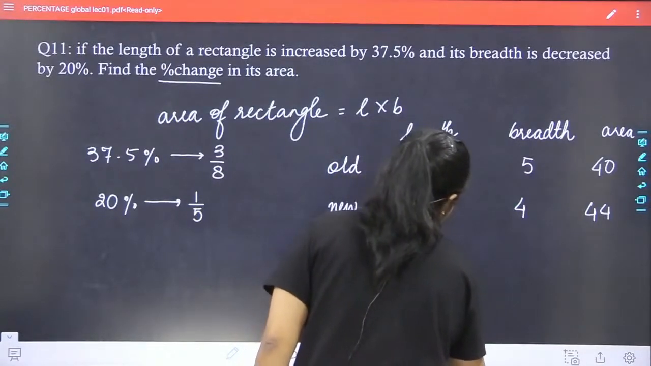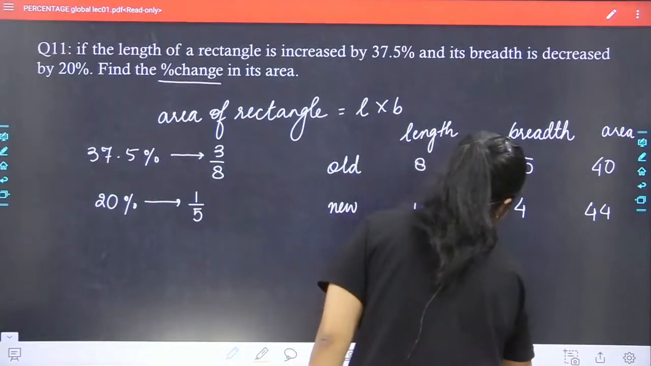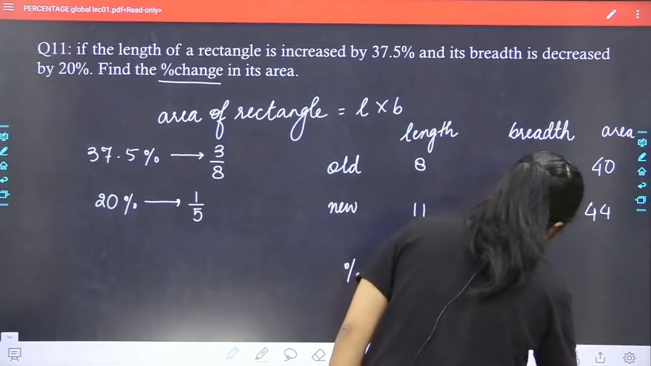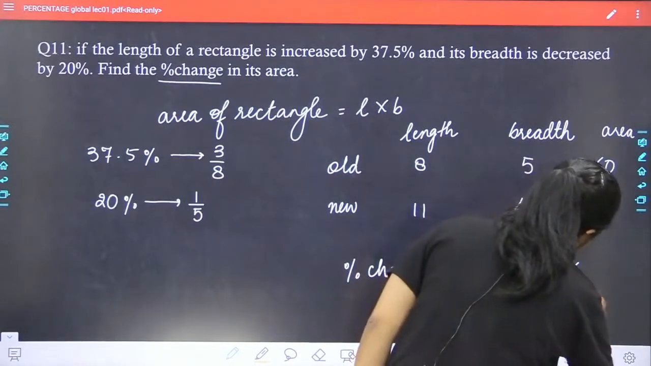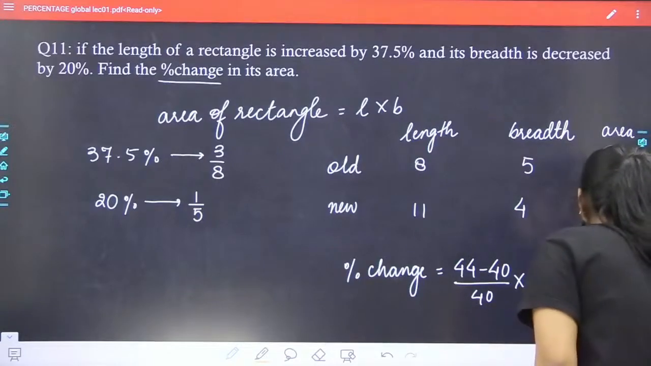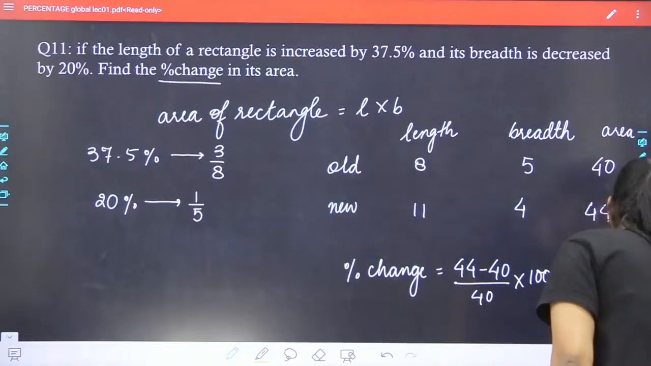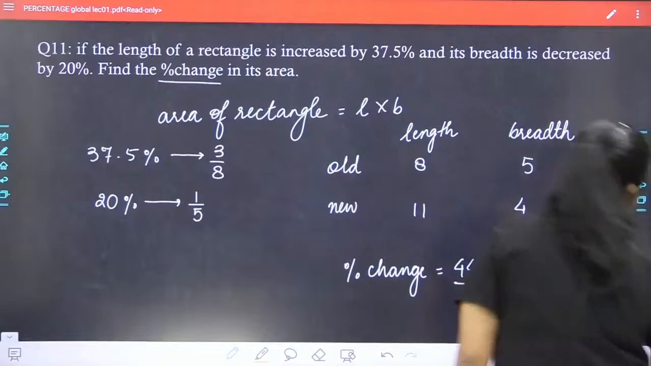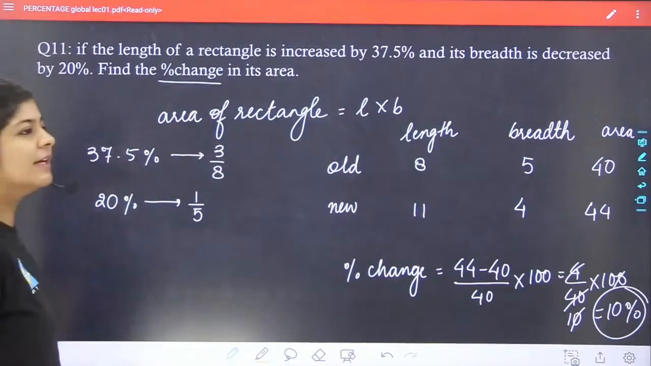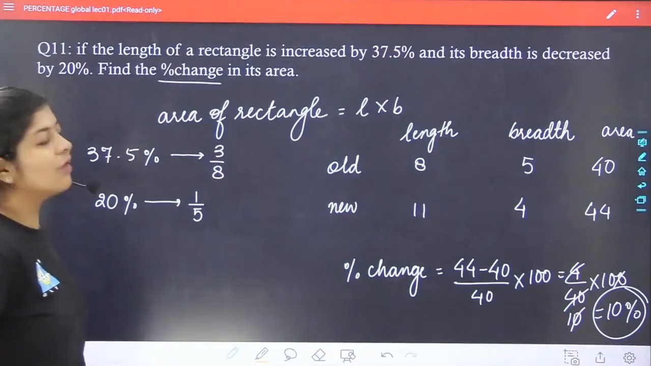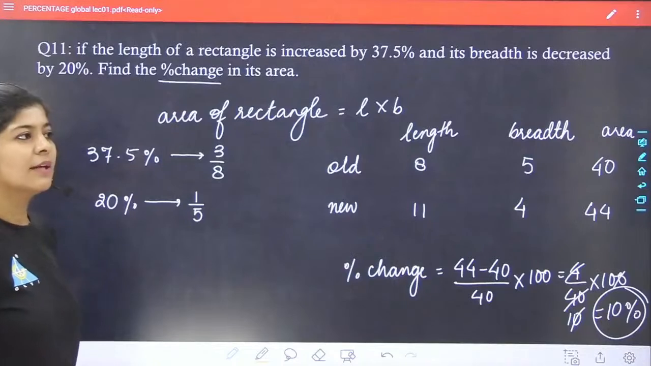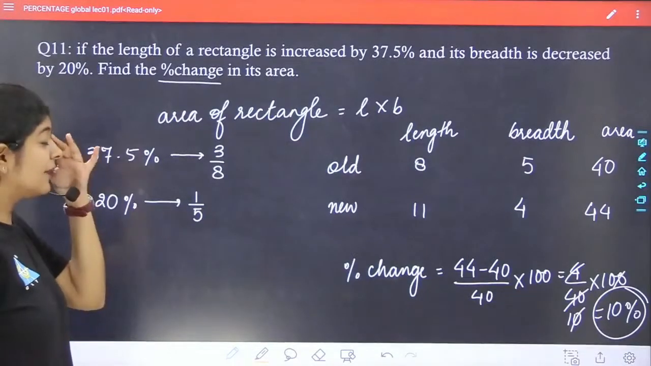So the percentage change is 44 minus 40 divided by 40 into 100. 4 by 40 into 100, that means 1 by 10, and there is a percentage change of 10%. Is it clear? There is a change of how much percent? There is a change of 10% over here. Is it clear? This is a very simple question.